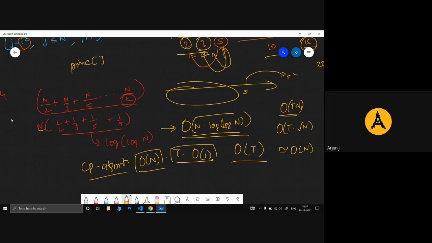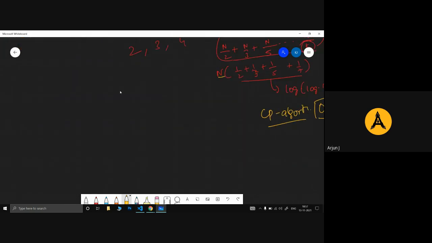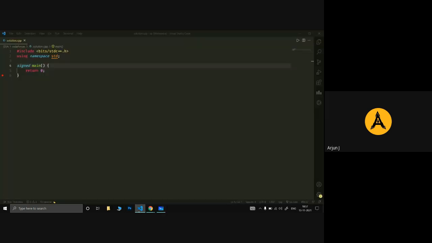Now let us move to the next part, that is prime factorization. Now we have understood how to find prime numbers, whether a given number is prime or not. So the next part is how to find the prime factors of some given number. So once again, let me show you the code for the same, side by side, so that you understand it better.